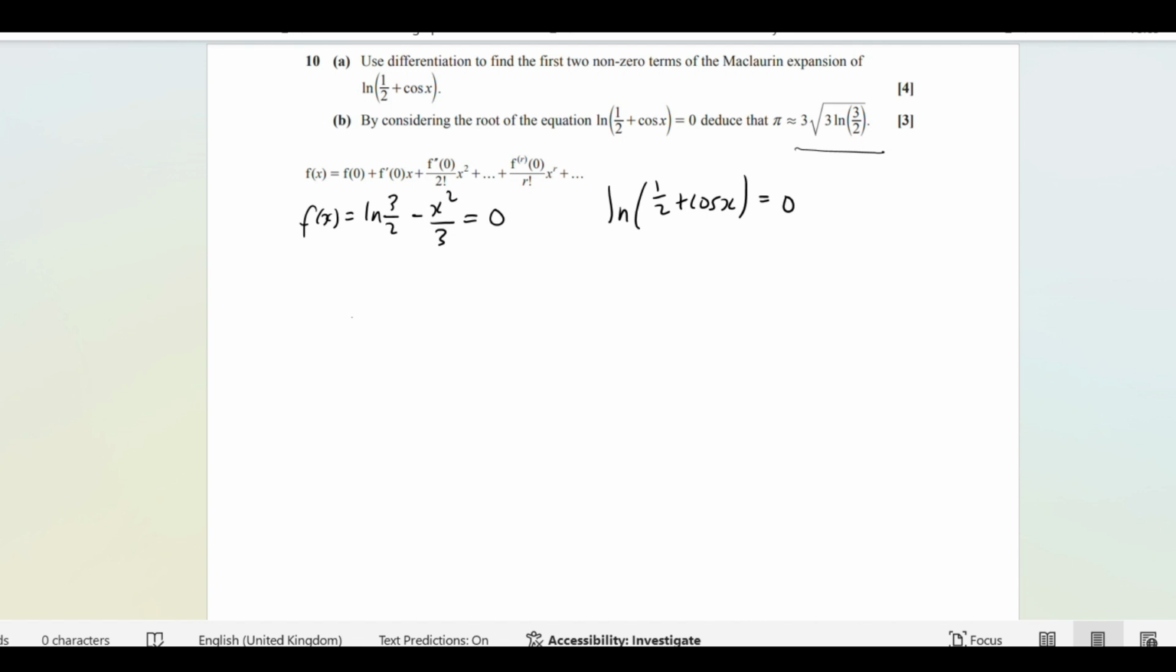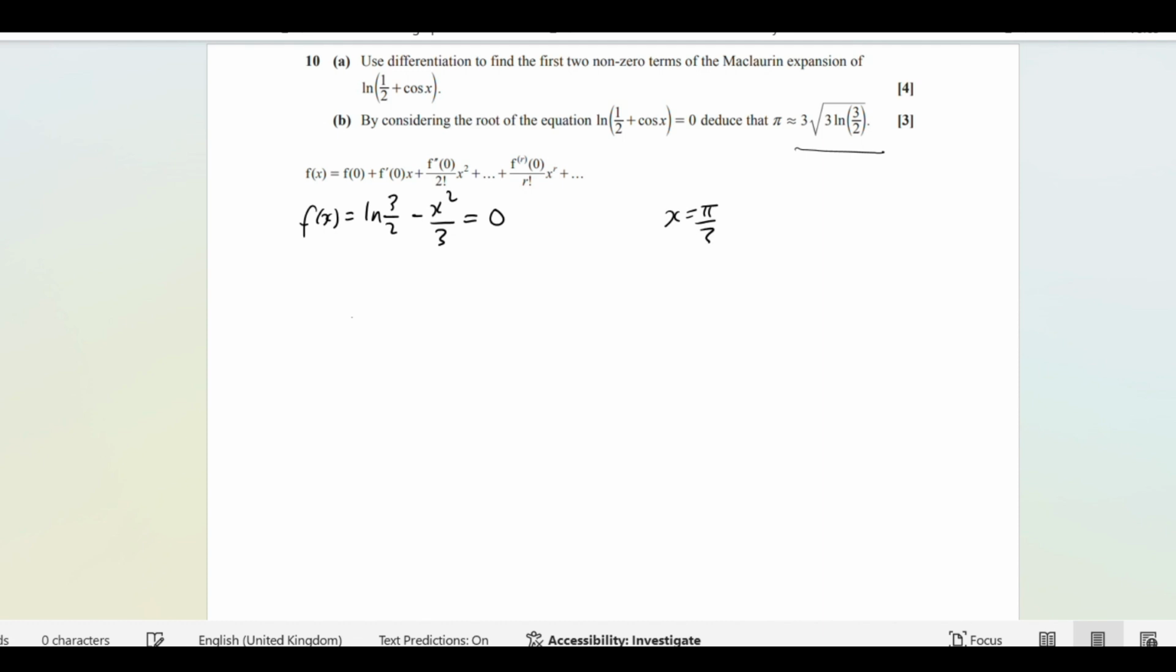First we have to get rid of this ln, so we raise both sides to the power of e, and this gives us half plus cos x equals 1, e to the power of 0, anything to the power of 0 is 1, so that gives cos x is equal to a half, and that would give x is equal to pi over 3. You could use a calculator, but this is a common value, so I'm just going to delete all of this, and obviously you should never cross out your workings in the real thing, but just for space reasons, I'm going to write at the top that x equals pi over 3.